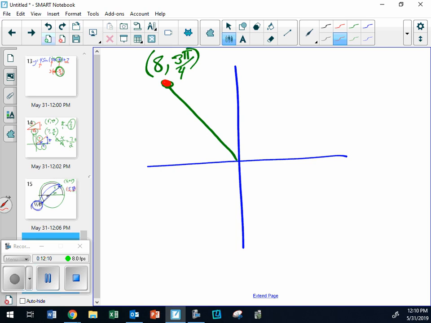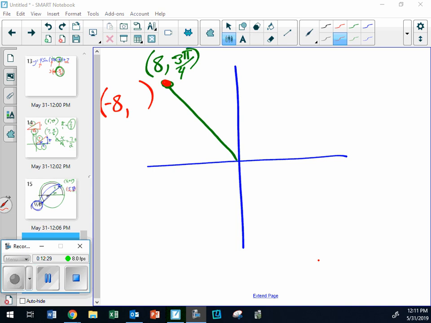So then the question is, how could you write that as a negative 8? Well, you don't just say negative 8, 3 pi over 4. That'd be way too easy. That's not it. But how could you write that with a negative 8? You got to find the shadow point. I'm going to pause for a second while you give that one a try.